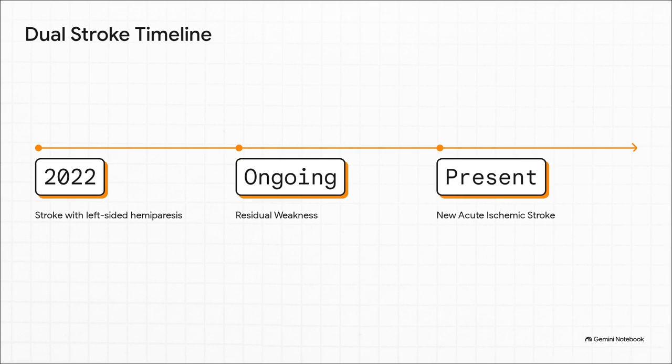Guess what? Both the I63 acute codes and the I69 sequela codes must be reported on the exact same claim. The old deficits don't just magically vanish because a new stroke happened, right? The care team needs to know the full complexity of the patient's neurological state.